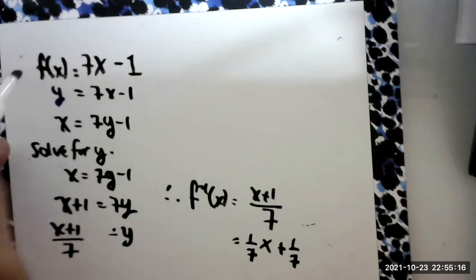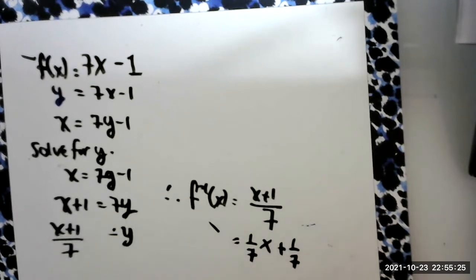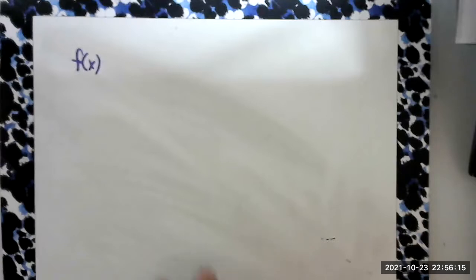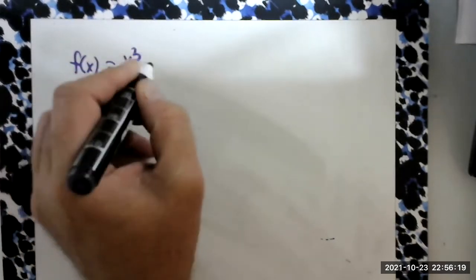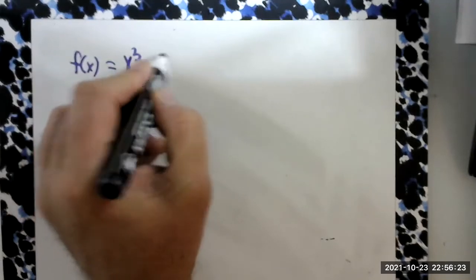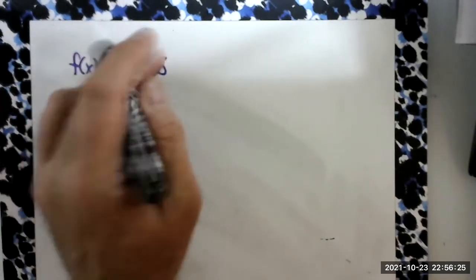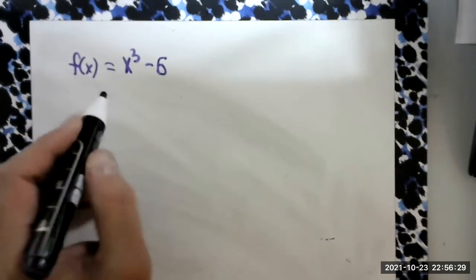So the domain of the original one is all real numbers. The domain of the inverse, since it's linear, is also all real numbers. Therefore, both ranges are all real numbers. Let's try a cubic function. f of x equals x cubed minus 5. I believe minus 6. Anyway, it doesn't matter. Okay, so how do I find the inverse?